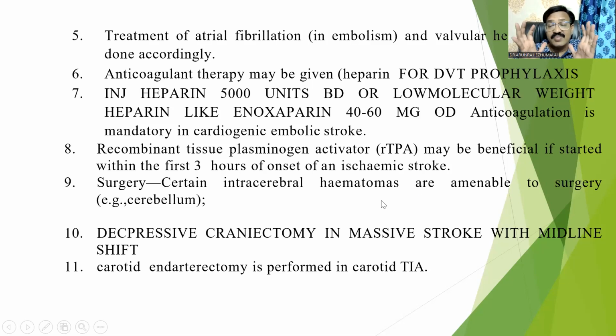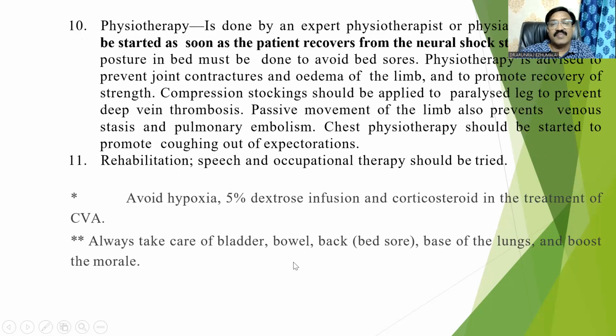When the patient has a massive MCA stroke with massive cerebral edema, we can do decompressive craniectomy, so the edema is relieved and we can save the life of the patient. When the patient has carotid TIA and severe carotid occlusion, we can do carotid endarterectomy. These are the two roles of surgery: decompressive craniectomy in massive stroke, and also decompression in posterior circulation stroke when there is a massive cerebellar hemorrhage, and carotid endarterectomy in a patient with carotid TIA or other stroke. Physiotherapy is also very important.